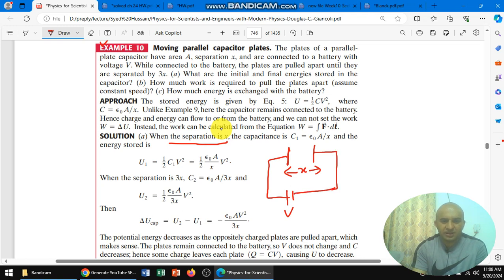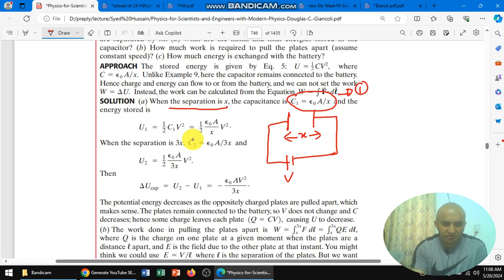Initial separation is x, so the capacitance C1 is equal to epsilon naught A over x. This is our equation number 1. Now the energy stored is 1 over 2 C V squared. This is the formula for energy stored. Since C1 is epsilon naught A over x, we are left with half epsilon naught A over x into V squared. We just put the value of C1 in this equation.